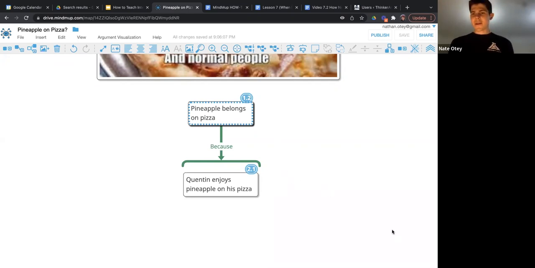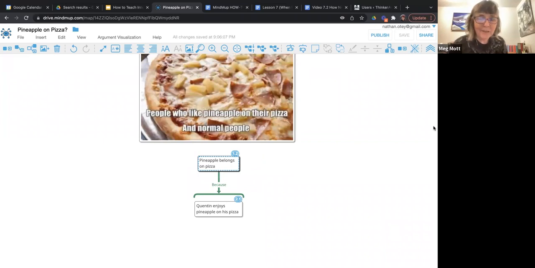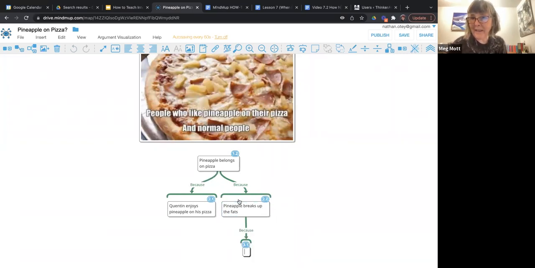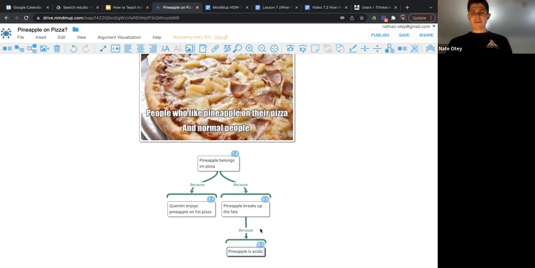Is there anybody else out there who might be willing to offer additional support for the claim that pineapple belongs on pizza? Maybe make a bolder argument than Quentin's argument from personal taste. Yeah, Meg. I would argue that pineapple does a nice job of breaking up fats because it's acidic. And so if you have cheese on your pizza, that can oftentimes create a sense of feeling clogged. And pineapple will emulsify the cheese. Well, that was a lot of big words. I'm sorry.